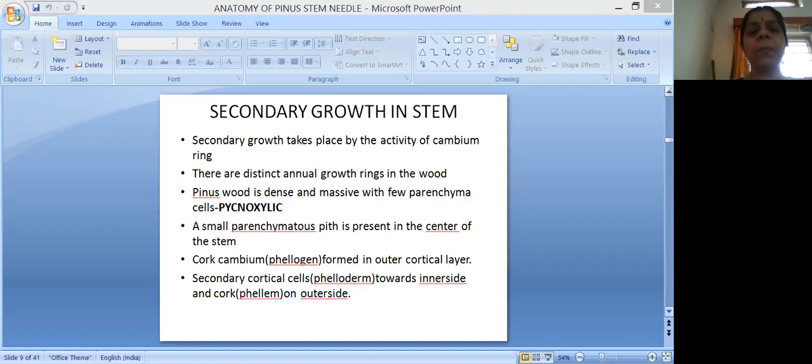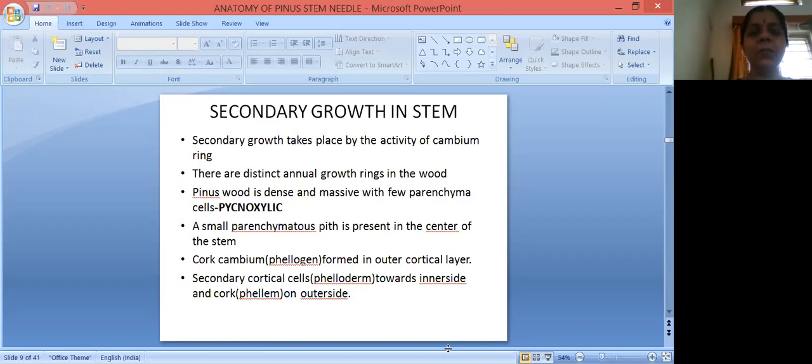Now a small parenchymatous pith is present in the center of the stem. Cork cambium, or phellogen, is formed after the cortex, and the secondary cortical cells, phelloderm, form towards the inner side and phellem towards the outer side. So phellogen, phelloderm, and phellem are all secondary parts formed by the cambium activity.